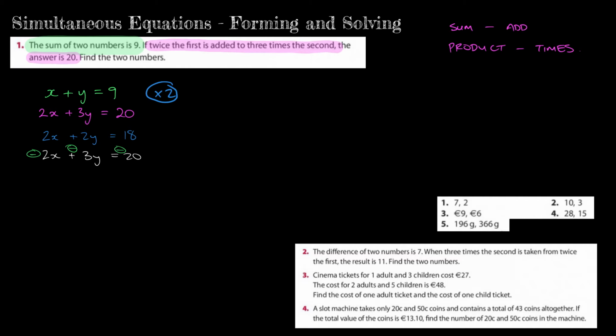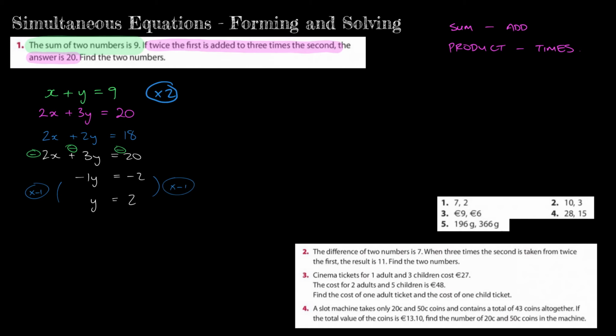Okay. So 2y subtract 3y leaves us with negative 1y. So negative 1y is equal to 18 subtract 20, which leaves us with negative 2. So I can put in my negative 2 there. So if negative 1y is equal to negative 2, y is equal to positive 2. Because all I'm doing is dividing both sides, or multiplying both sides, by negative 1. Okay, that's our y value.